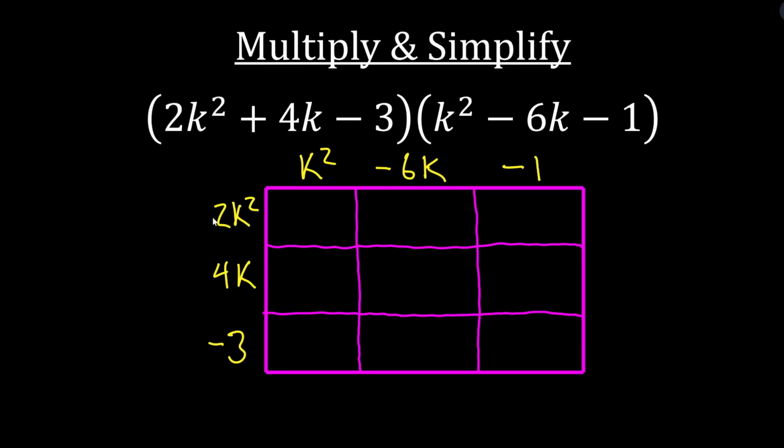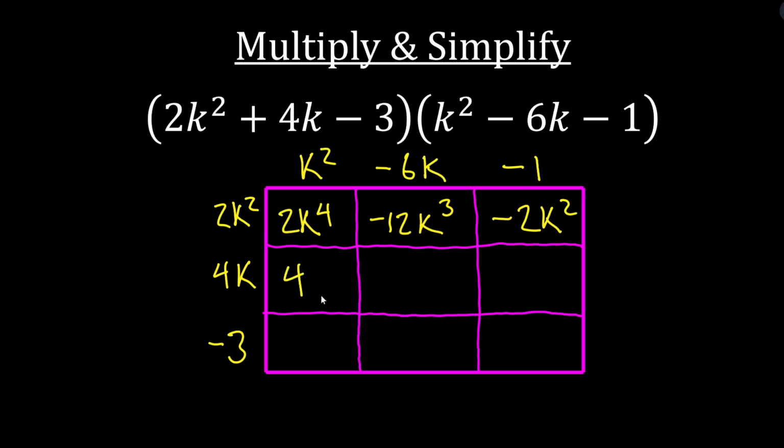Here we have 2k squared times k squared. That is 2k to the fourth. Here we have 2k squared times negative 6k. Negative 6 times 2, that's negative 12. k squared times k, that's k to the third. And here we have 2k squared times negative 1. That's really easy. That's just negative 2k squared. Boom, one row done.